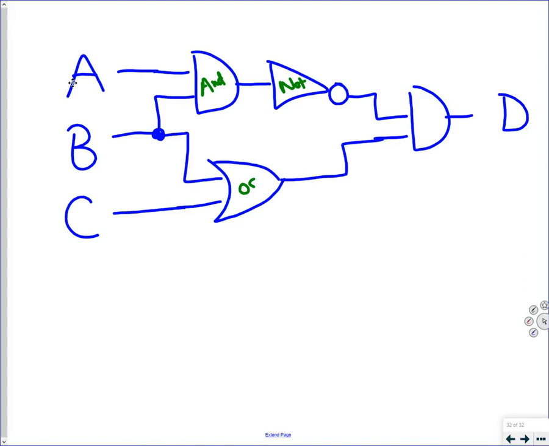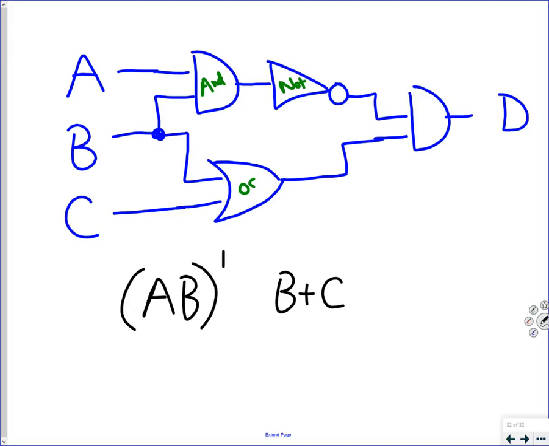Okay. What's done first? A and B. Yeah, so let's put that down. A and B. What else is being done over here? Sort of right away. B or C. Now, we're not sure where that goes yet, but I'm just going to put it down. Something's getting NOTed. What's getting NOTed? Yeah, this whole thing is being NOTed.